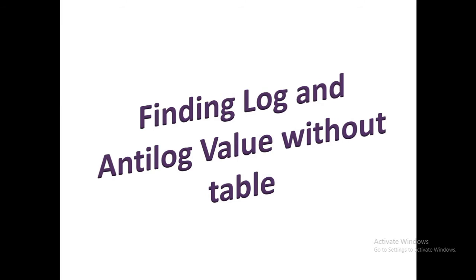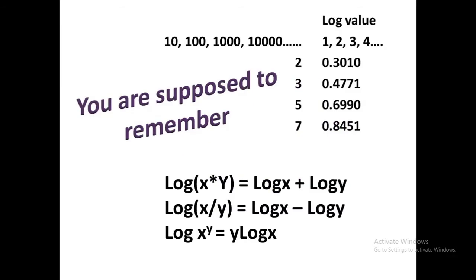Now we have to find the log and antilog without tables. You are supposed to remember the basic concept of logarithm. The log values of 10, 100, 1000, 10,000 are 1, 2, 3, 4 and so on respectively. You are also supposed to remember the log values of 2, 3, 5 and 7. The log value of 2 is 0.3010, log 3 is 0.4771, log 5 is 0.6990, and log 7 is 0.8451.